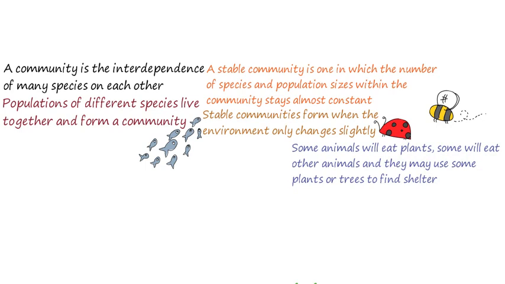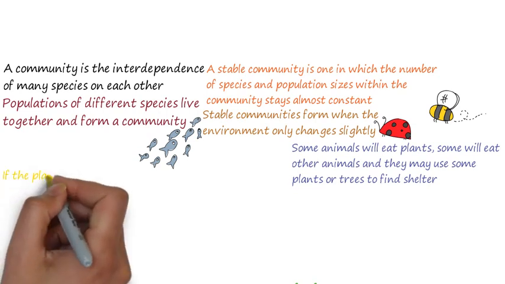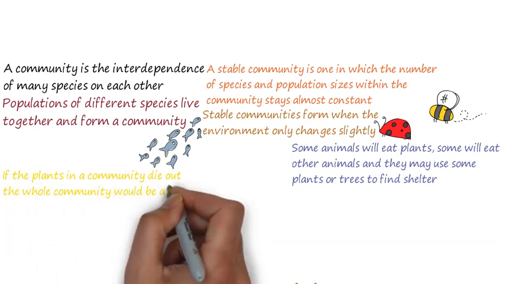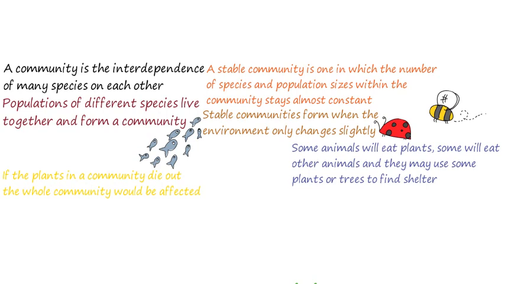Animals may use some plants or trees to find shelter, such as insects living in trees, and sometimes animals will pollinate plants. If, for instance, the plants in a community die out or are removed, the whole community would be affected. Every organism in a community is dependent on each other.